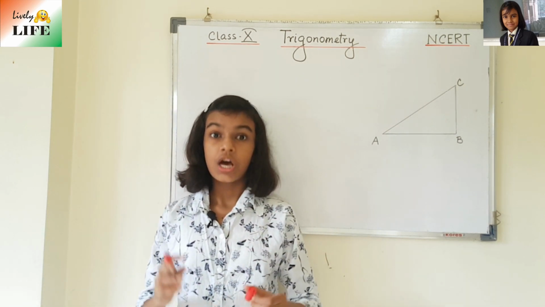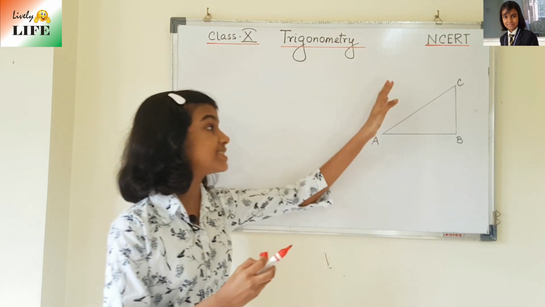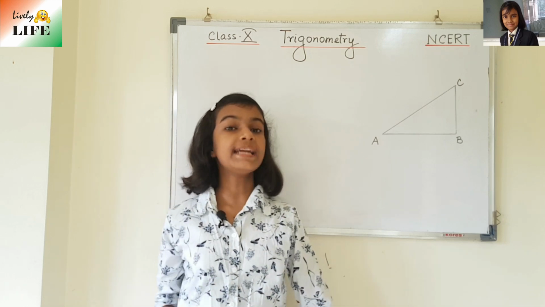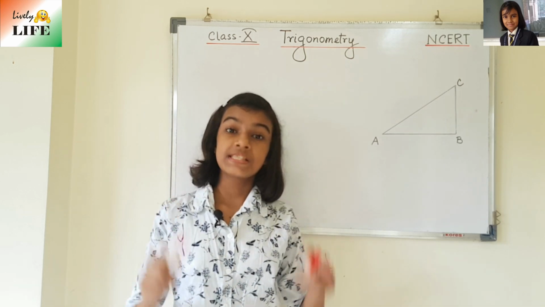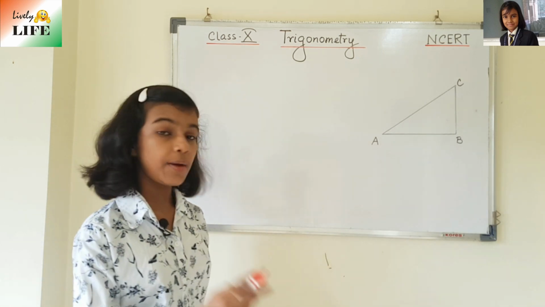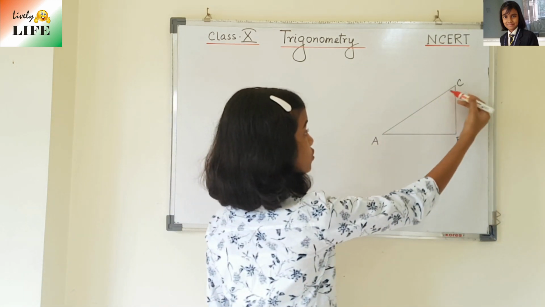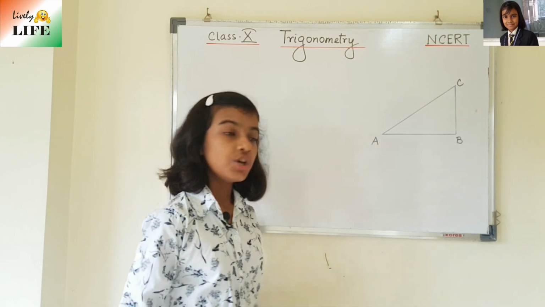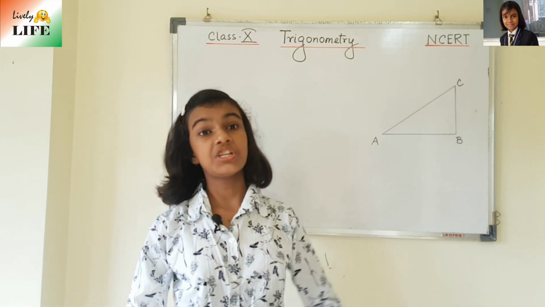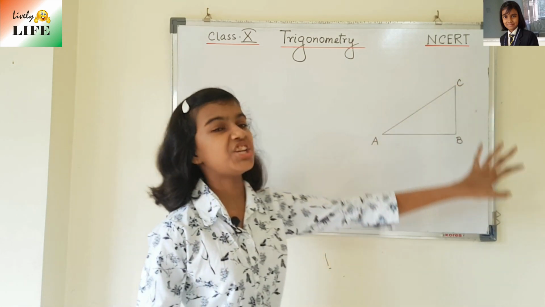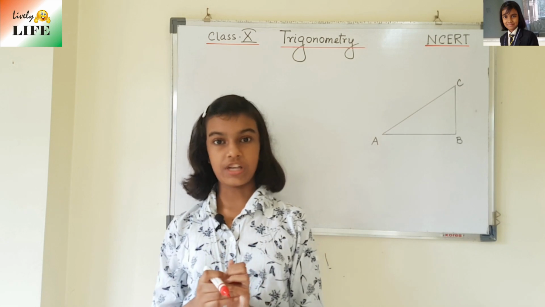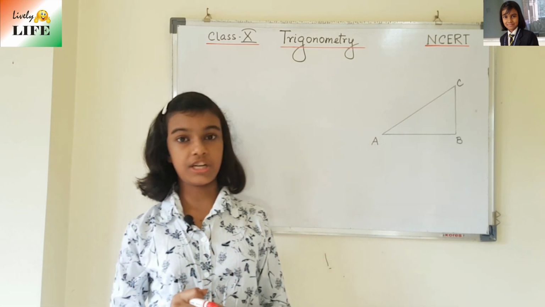Trigonometric ratios are the ratios of the sides of the triangles with respect to an acute angle. In a right triangle, how many acute angles are there? There are 2 acute angles, right? So we take one acute angle, and with respect to it, we measure the ratios of the 3 sides of the triangle. These ratios are known as trigonometric ratios.